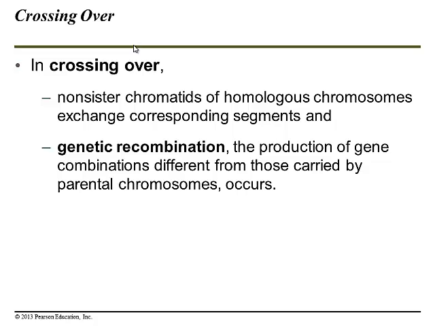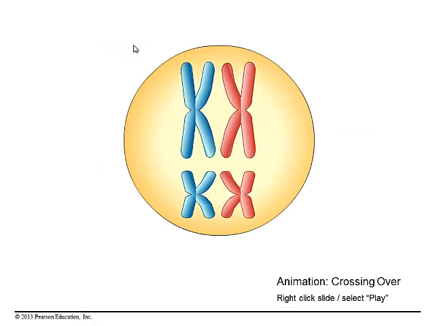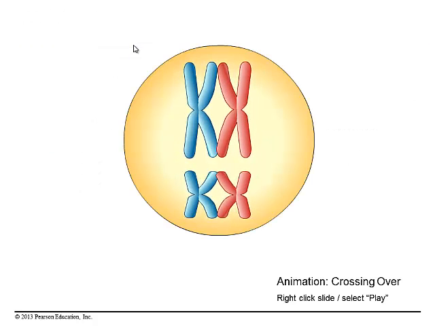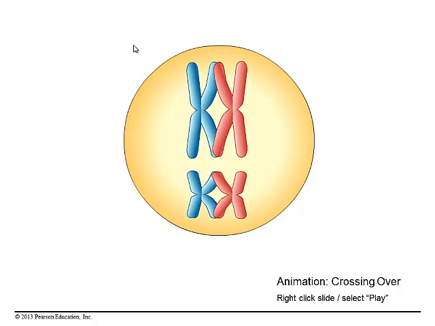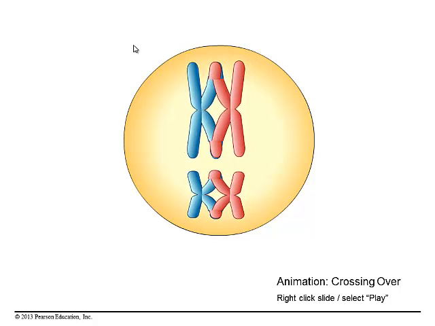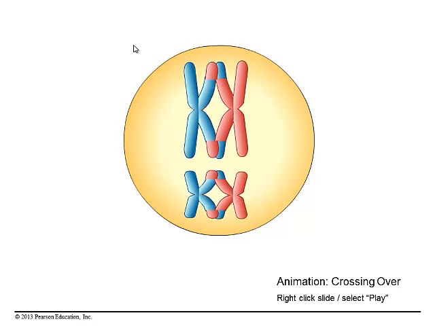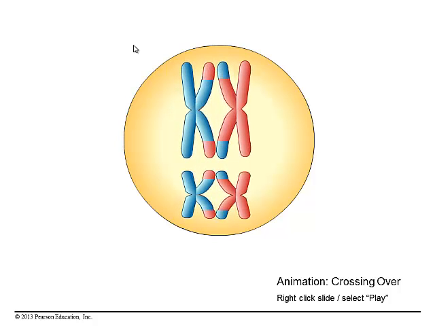So crossing over is very important. It's important in mixing up our gene pool as a species and results in genetic recombination: production of gene combinations different from those carried by the parental chromosomes. So even though they are our parents... During prophase 1 of meiosis, homologous chromosomes pair up very closely, and corresponding parts of two non-sister chromatids may trade places. This process is crossing over.